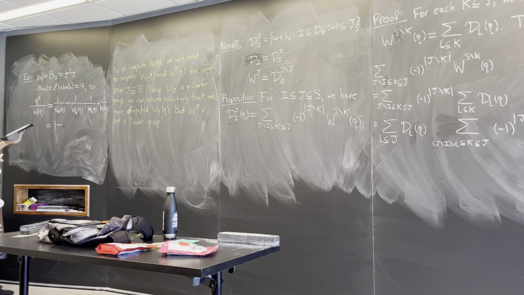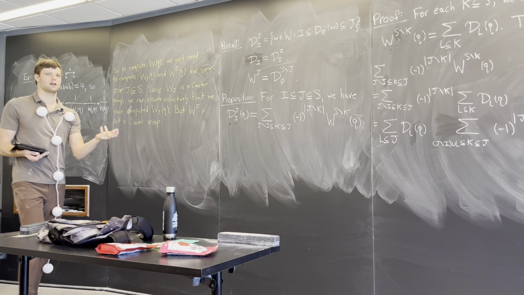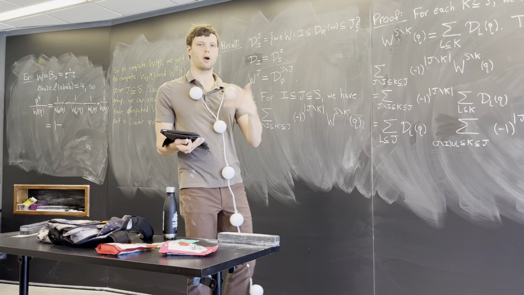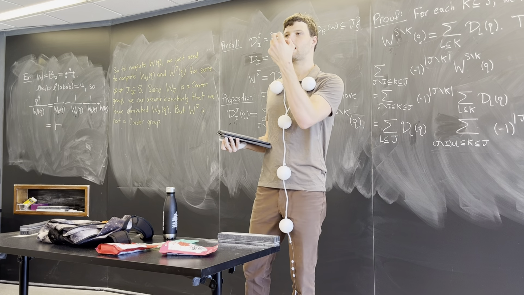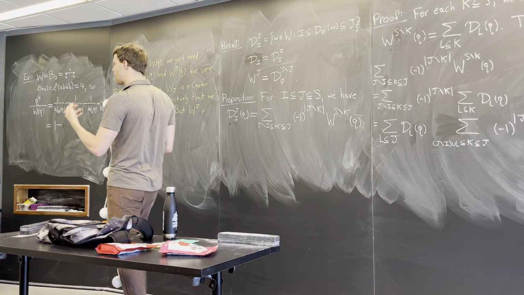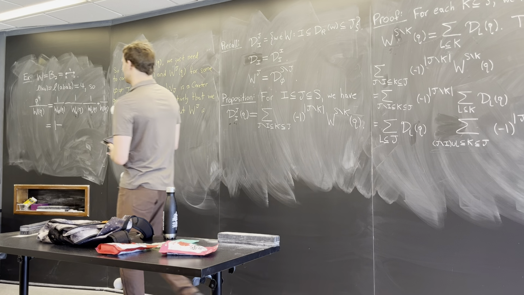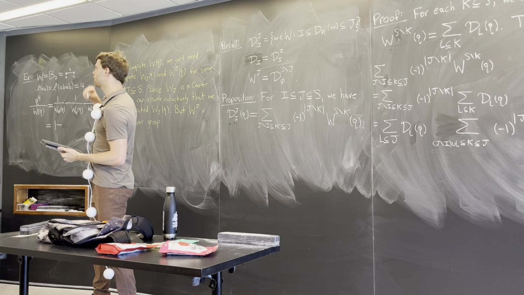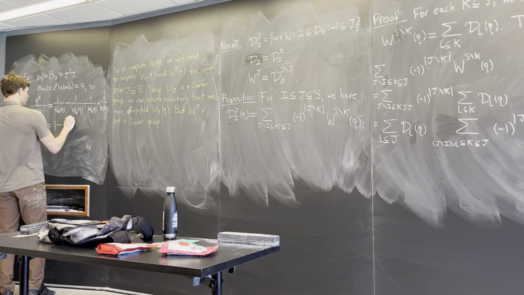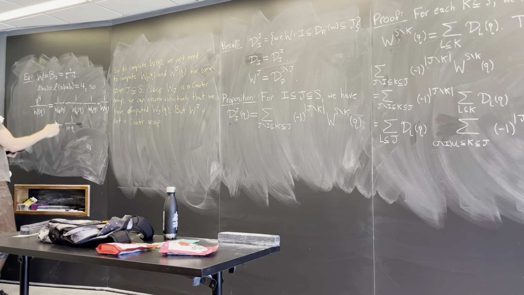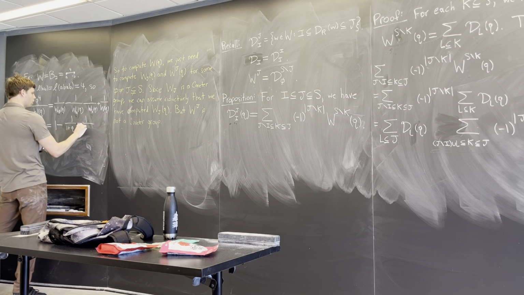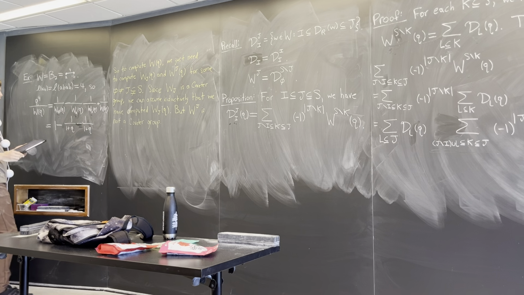What is W sub A of Q? This is the parabolic subgroup generated by just the element A. And so that's just going to be a 2-element group. It just has the identity element and A. And so if I take my generating function, I'm just taking Q to the length of the identity plus Q to the length of A. So that's just 1 plus Q. Okay, so that's what this is. And similarly, this is also 1 over 1 plus Q.